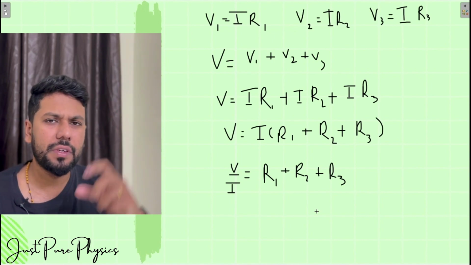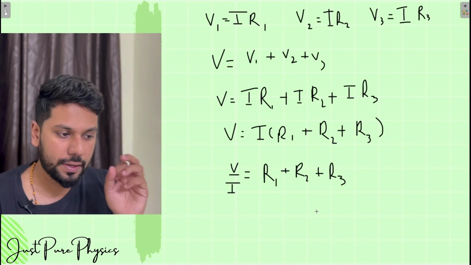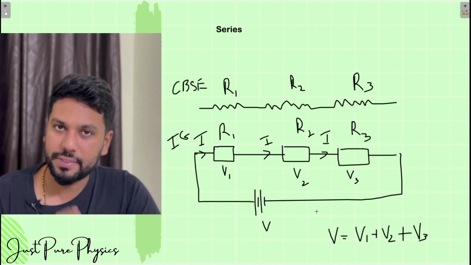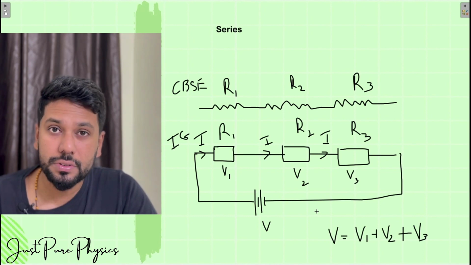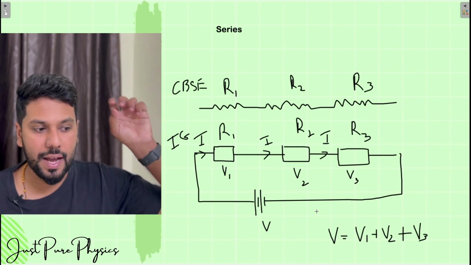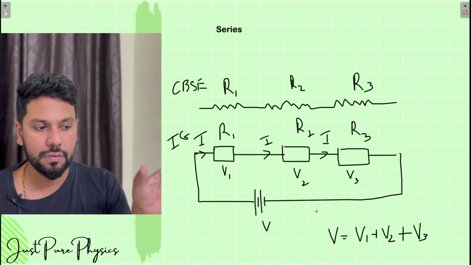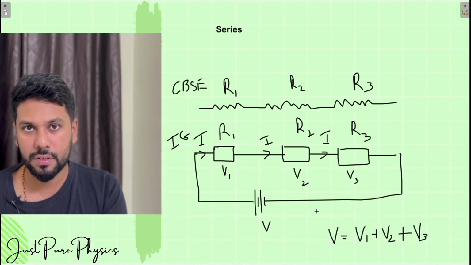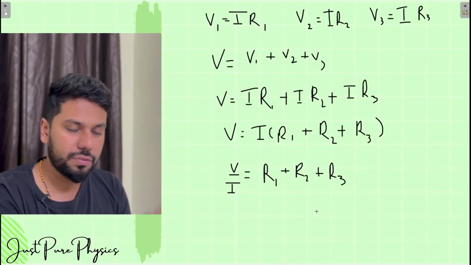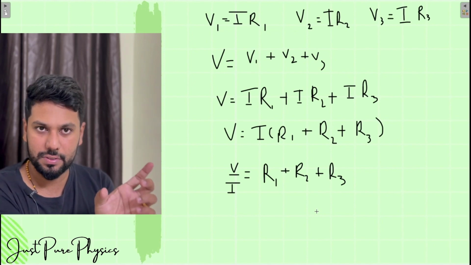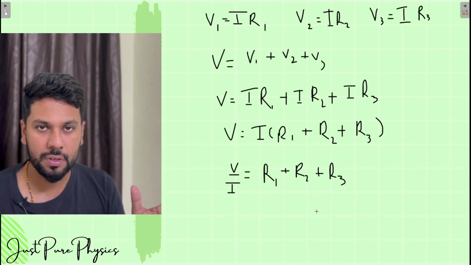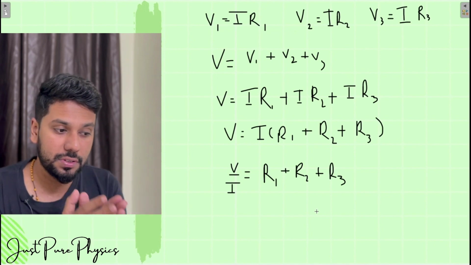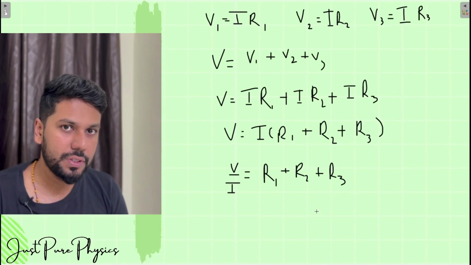Now students, what is this V by I going to be? Total voltage by total current. Now, remember students, this total current I which is flowing actually depends on the total resistance. So this I is going to be decided only when you know the total resistance. If the total resistance is more, remember for series, always when you add the resistances together, you will yield more resistance. That's why we say that in a series circuit, usually the current value is low because the resistance value is more in series.